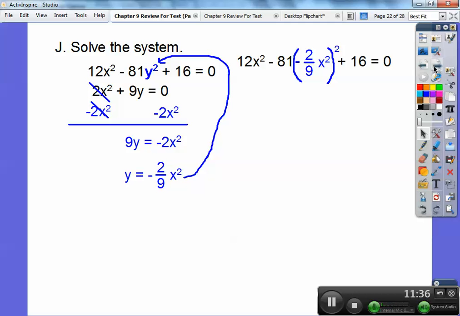And then I'm going to square that, so I square negative 2/9. Sorry about the announcements. This school is terrible on announcements. They do them all the time.